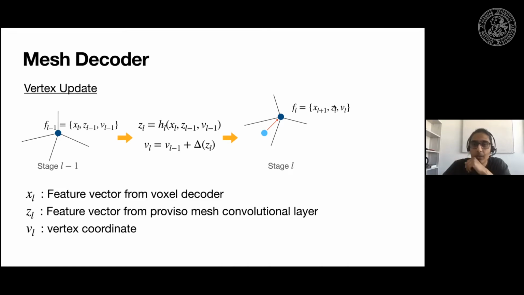Once you have this latent feature vector, we use it to predict the deformation for the vertex. The XYZ coordinate is given by VL-1. We want to shift it a little bit, and this is given by the second function, delta ZL.